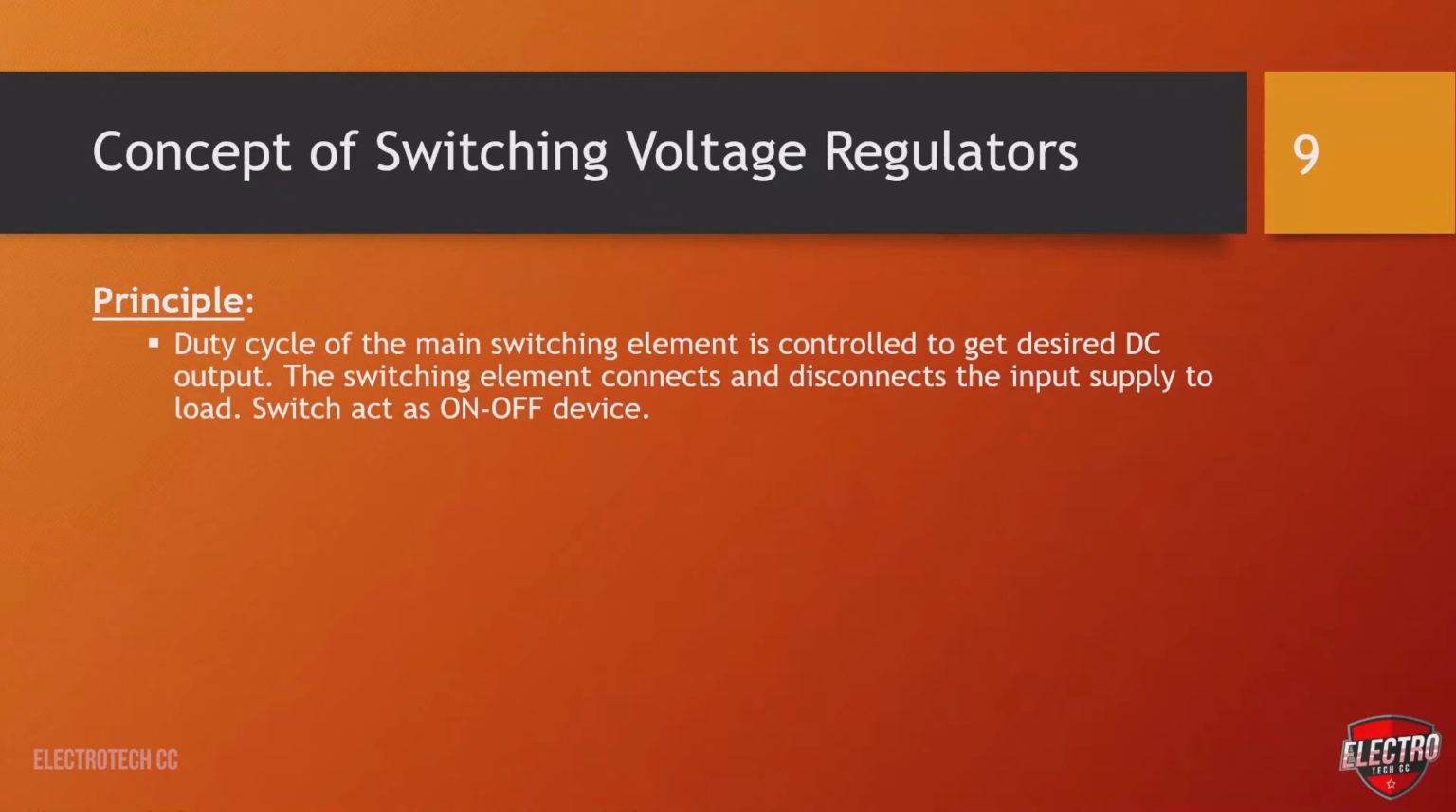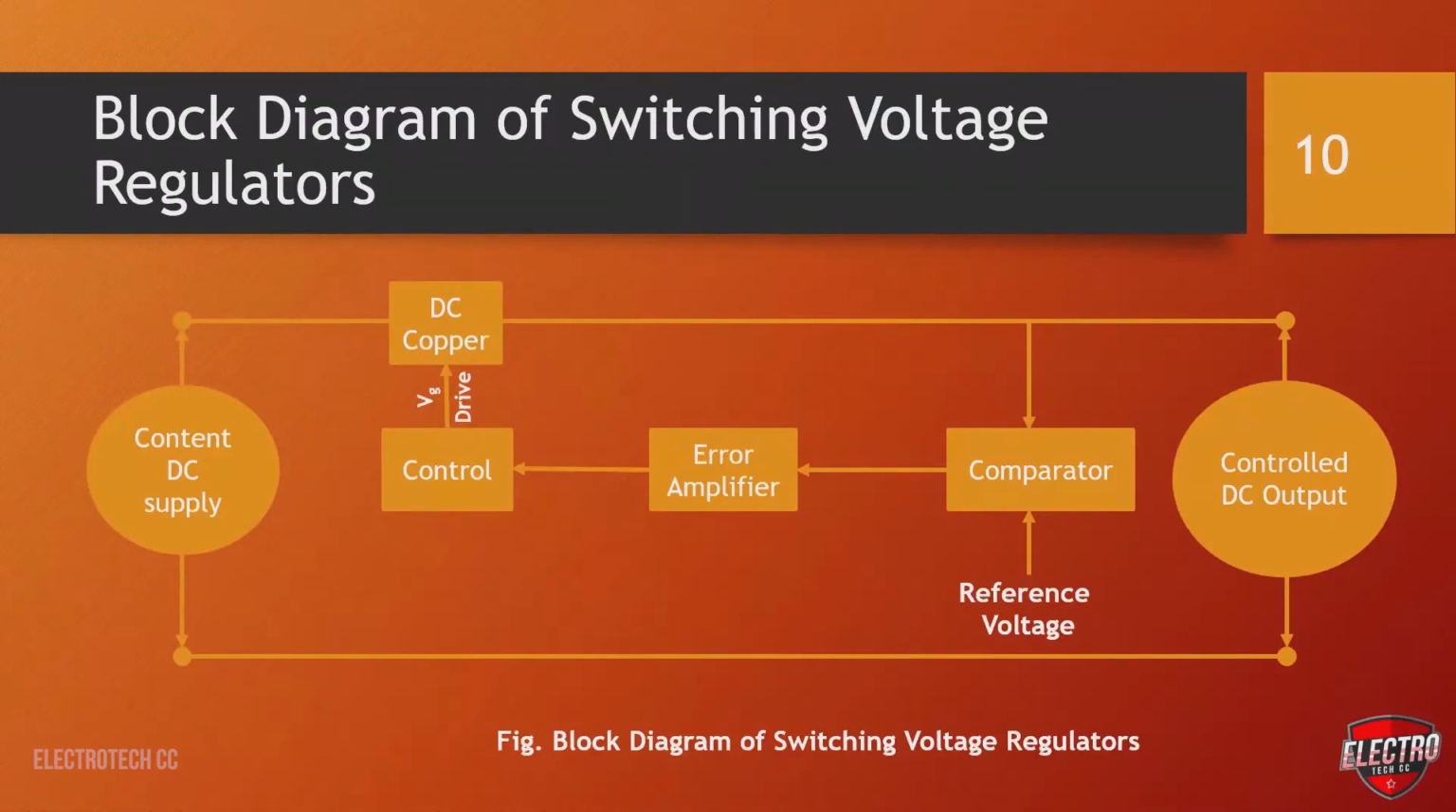The duty cycle of the main switching element is controlled to get the desired DC output. The switching element connects and disconnects the input supply to the load. Switch acts as an on-off device. That is the basic principle of switched mode power supply. Here is the basic block diagram of a switching voltage regulator.